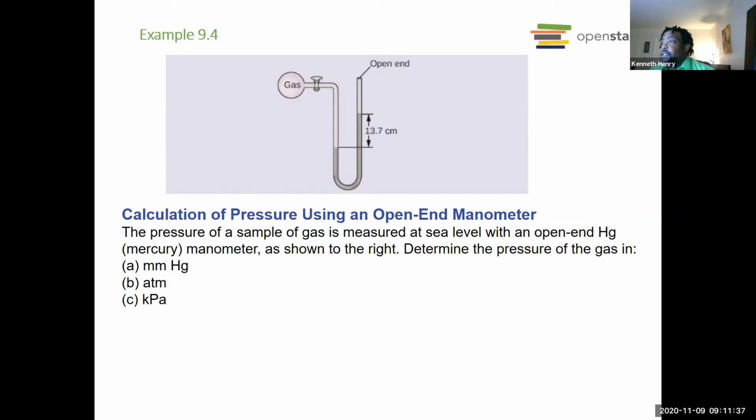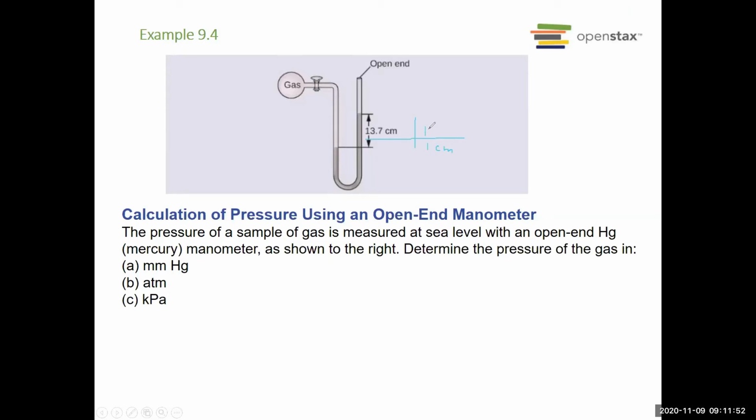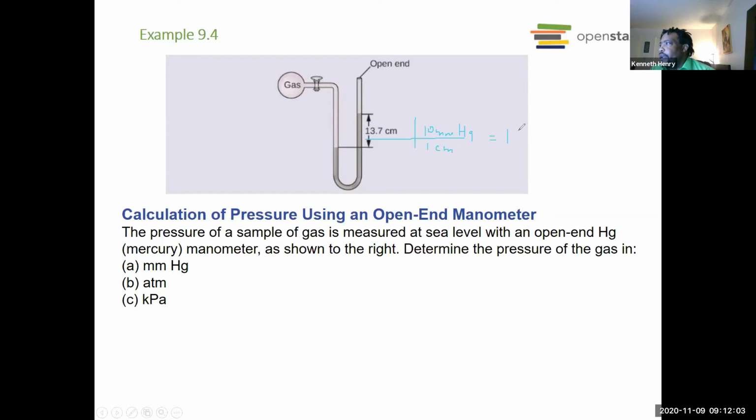So then we want to change this to millimeters of mercury, right? So we have centimeters of mercury. And then, Maddie, what did you say? 1 centimeter equals how many millimeters? 10. So then this is going to be equal to 137 millimeters.